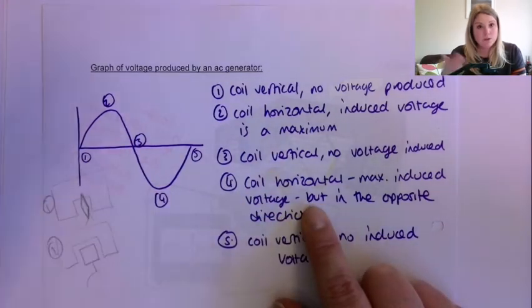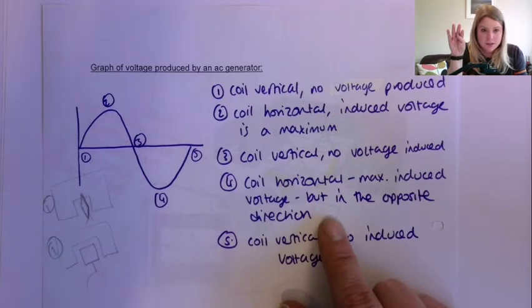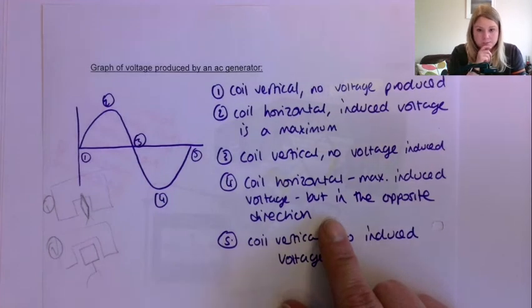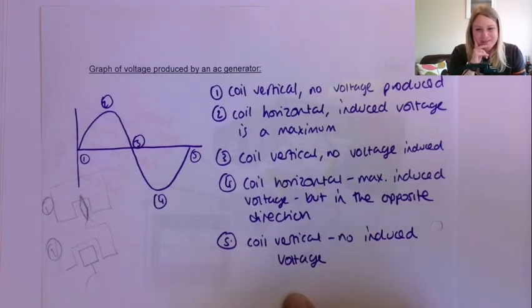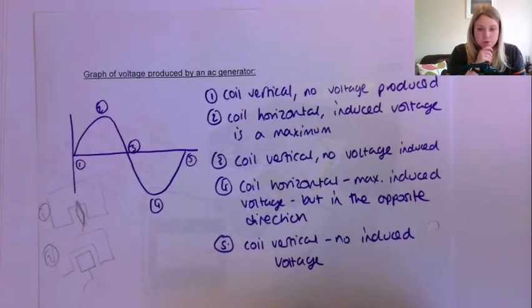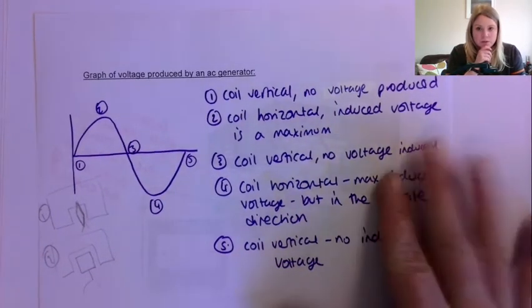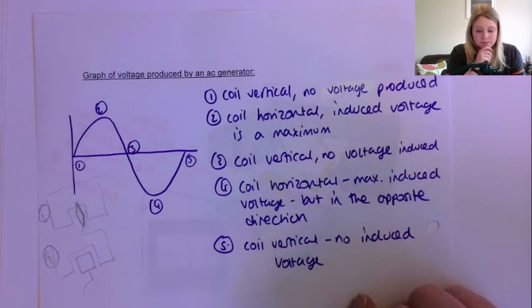4, the coil is horizontal, but it's like the other way around. So our current is now the opposite direction. Sorry, and our voltage. And then 5, our coil is back to being vertical again. So there's no voltage induced. So pause and get that wee bit written down as well.